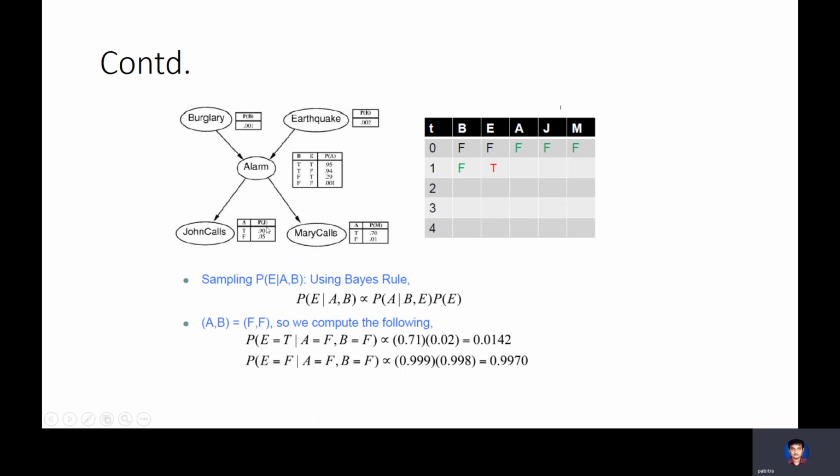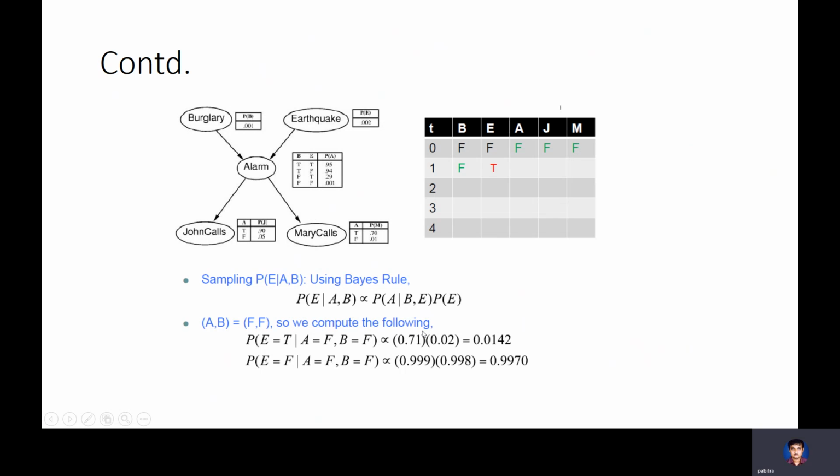Now look at another variable. Let's look at earthquake, E. So using Bayes rule again, E is this, and A and B are F, F already. So the current values of these variables are F and F, F, F, F. So this green F and this top F.